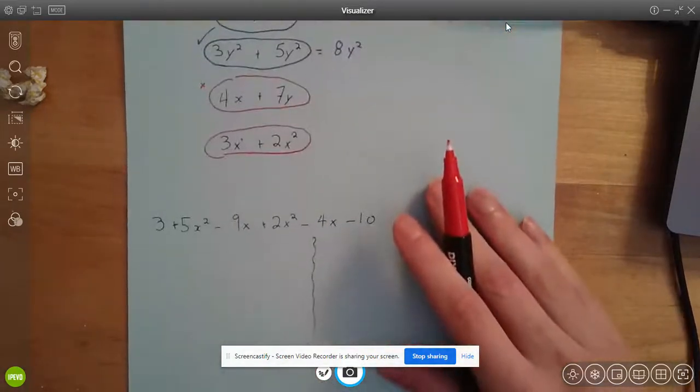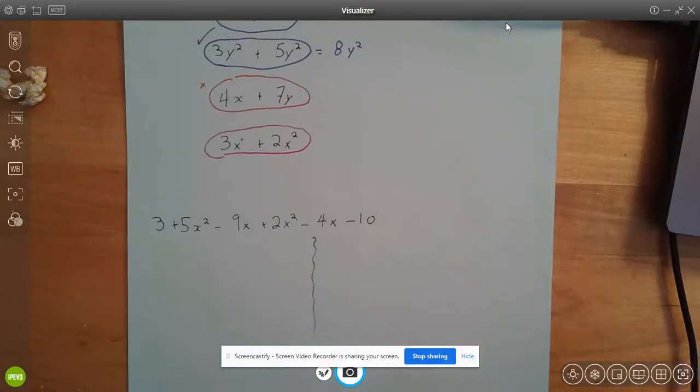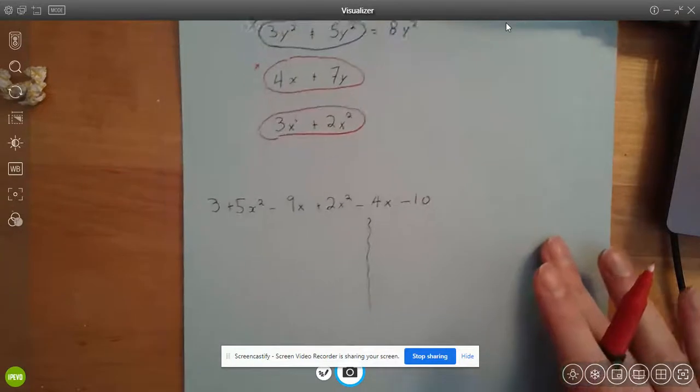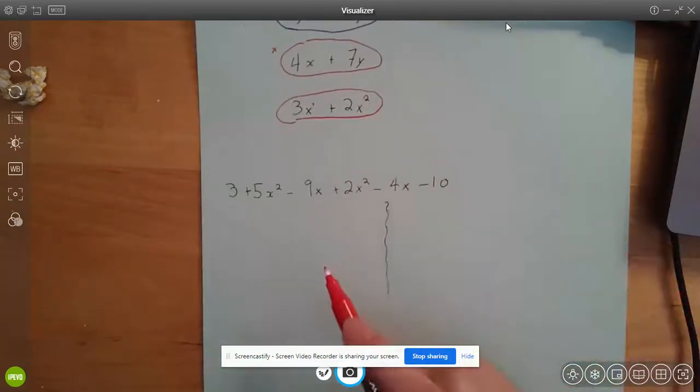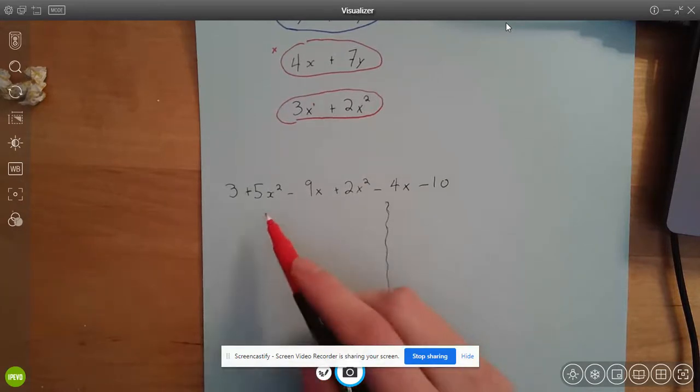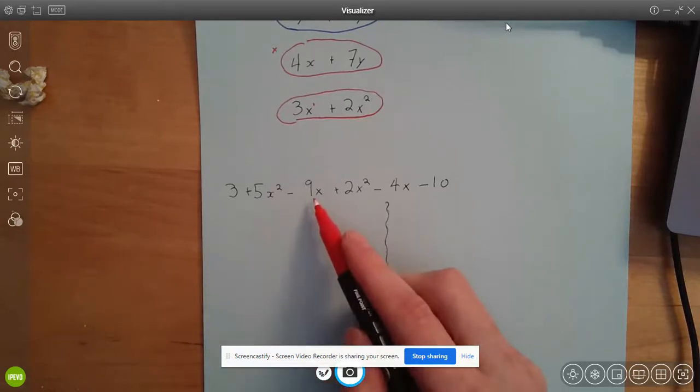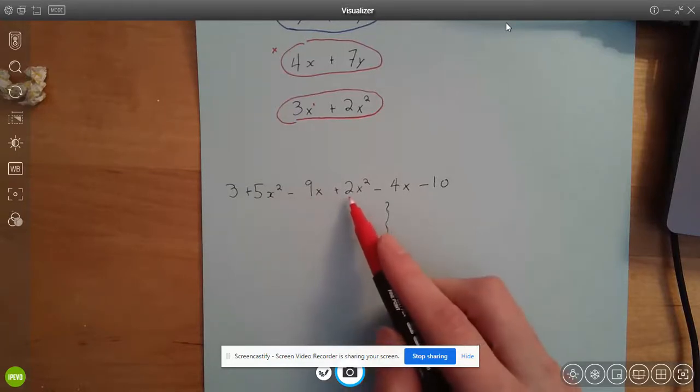So the next important thing to know is that when your homework or a quiz or a test asks you to simplify an expression, it just means to collect the like terms. And we need to remember first that the sign before a term goes with the term. So for example, this term is not 9x, it's negative 9x. And this term is positive 2x squared.